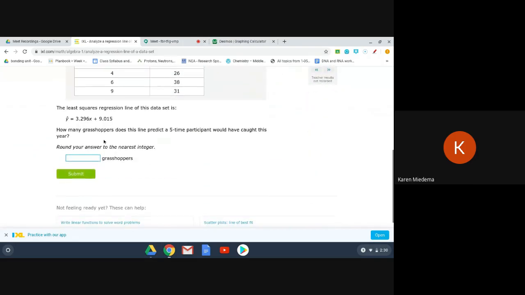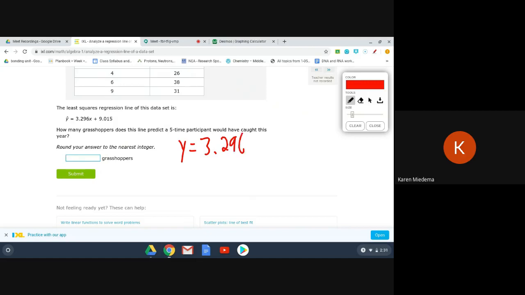Okay, next they're actually going to ask us to use our equation. So I'm going to go ahead and write the equation exactly how it appears. We had 3.296x plus 9.015. Again, make sure for your calculation you use the rounded off answers here to the thousandth place. Don't use the original ones from Desmos.